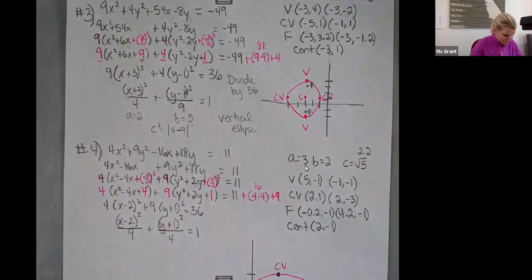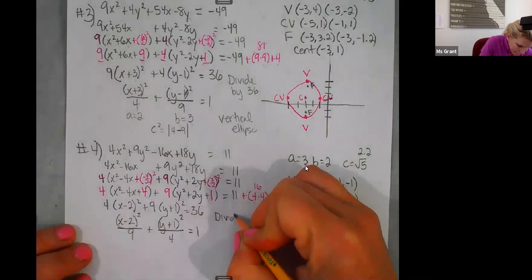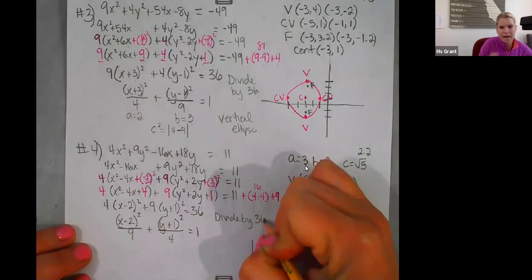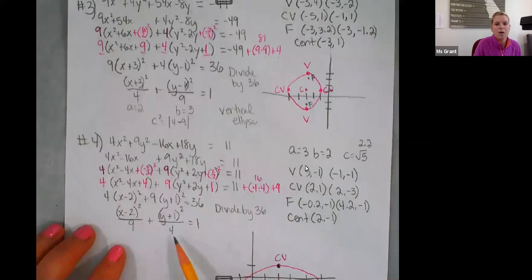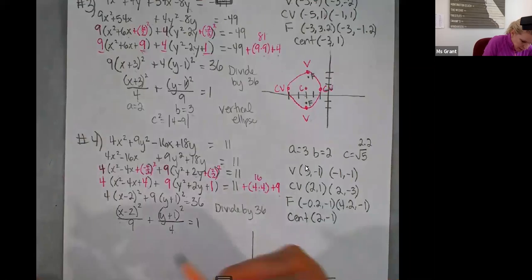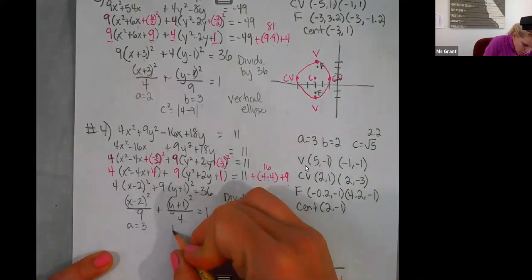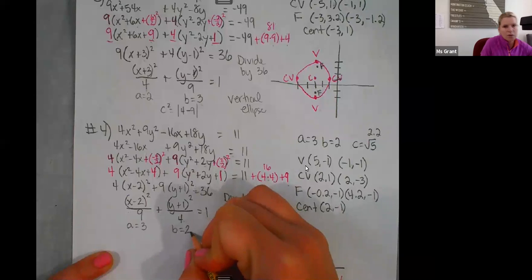Okay. Divide everything by 36 so that I will get a 1 on the right-hand side. Underneath the x squared is a 9. That means that a equals 3. Underneath the y squared is a 4. That means that b equals 2.